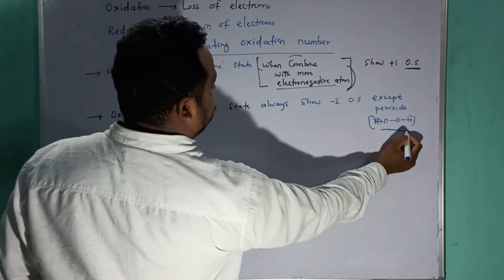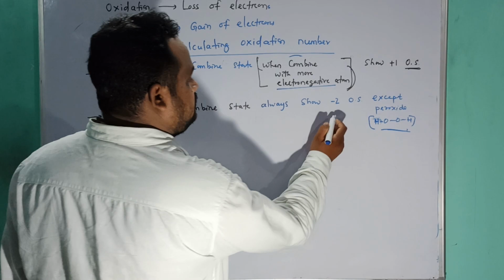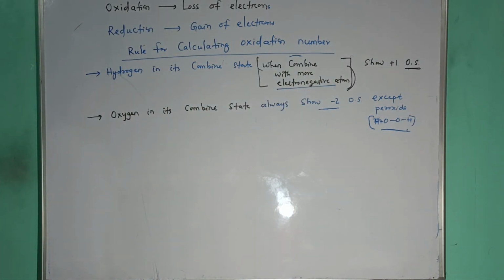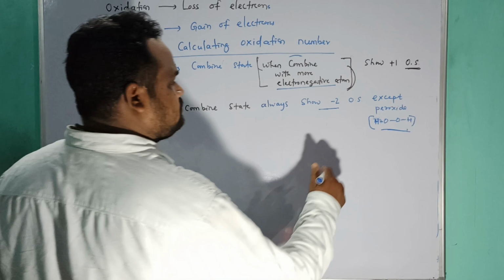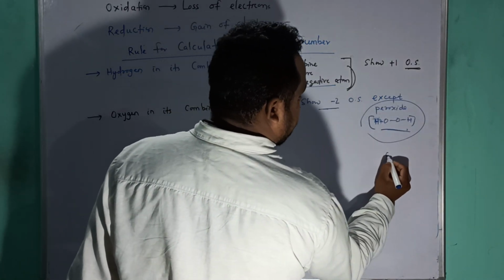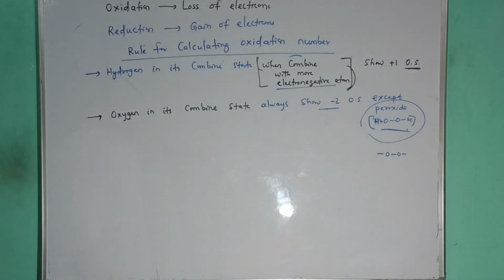I hope this type of question will not be asked by CBSE. So only for your knowledge, oxygen in its combined state shows -2 oxidation state. Forget about peroxide, don't ask any question on peroxide. CBSE never asks questions on peroxide. Peroxide means when two oxygen atoms are directly bonded together. That is your peroxide.